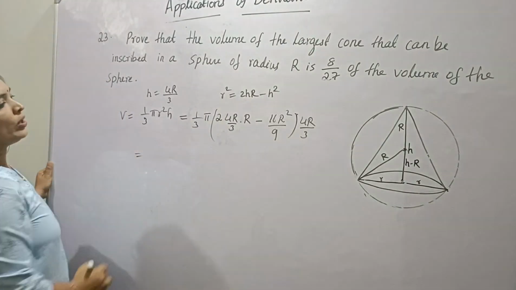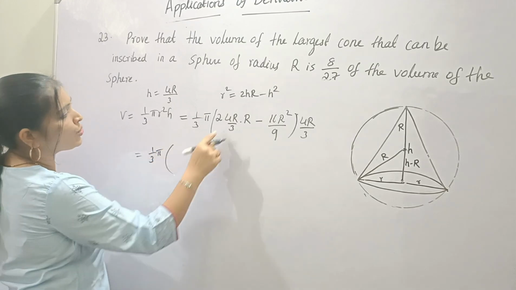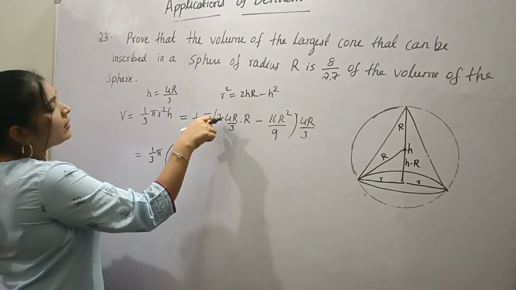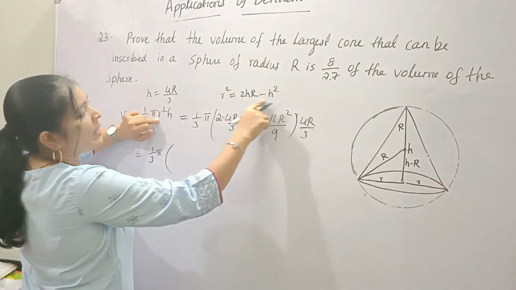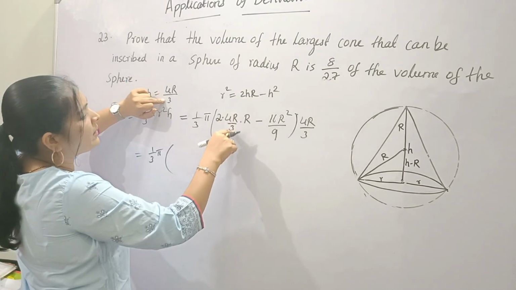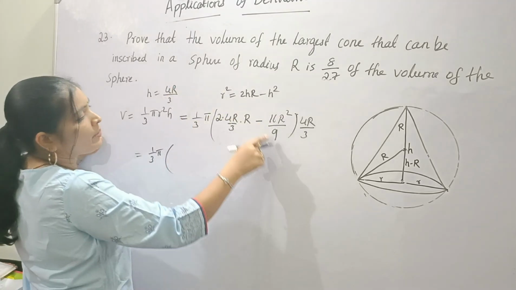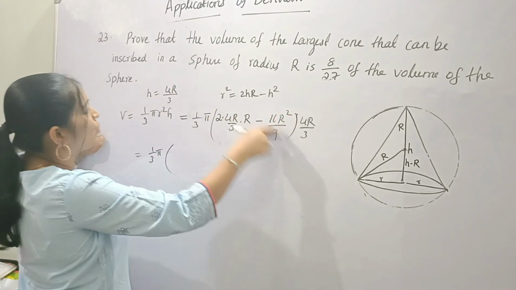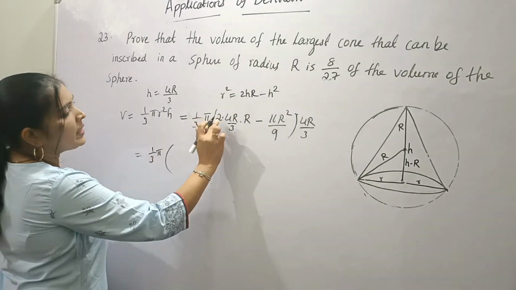Okay, that is equal to, let's simplify this one, 1/3 π into 8, okay, 2 into, because 1/3 π r² is this one, okay, 2 into h is 4r/3, into (r − h)², h is 4r/3, so its whole square, that is 16r²/9, into this h, that is 4r/3.